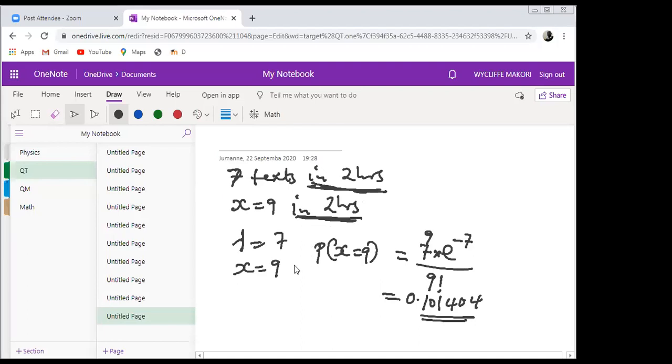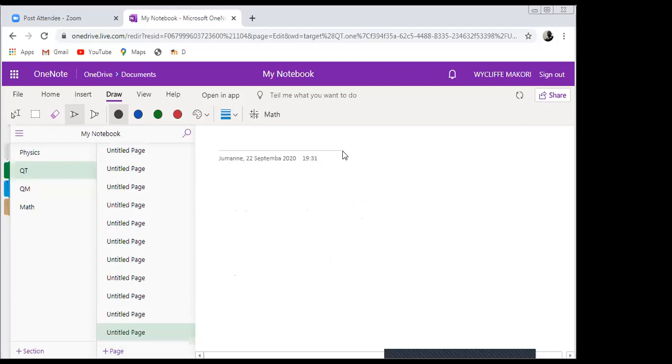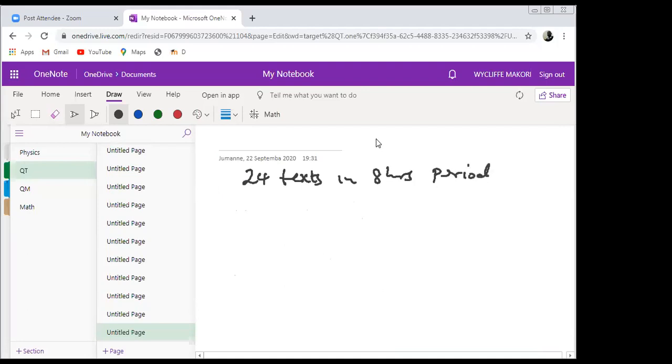This question has got part B. Part B says exactly 24 text messages in an 8-hour period. 24 texts in 8 hours. Now this is the case that I was talking about. The other one was talking about a 2-hour period, but now the question is talking about an 8-hour period. You need a new lambda. You cannot use 7 as the lambda in this case. You need to work it out.